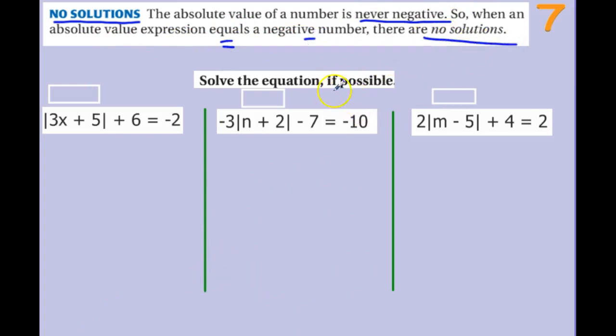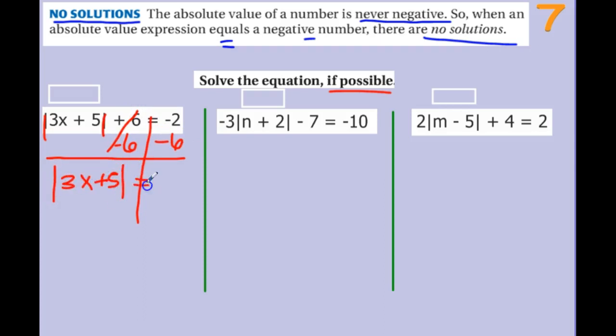So that's why it says, if possible. Solve the equation if possible. So I'm going to solve this one. We need to get our shower all by itself. So I'm going to subtract 6. And right here I have the absolute value of 3x plus 5 equal to, these are all negatives, a negative 8. So this one is no solution because it's equal to a negative.